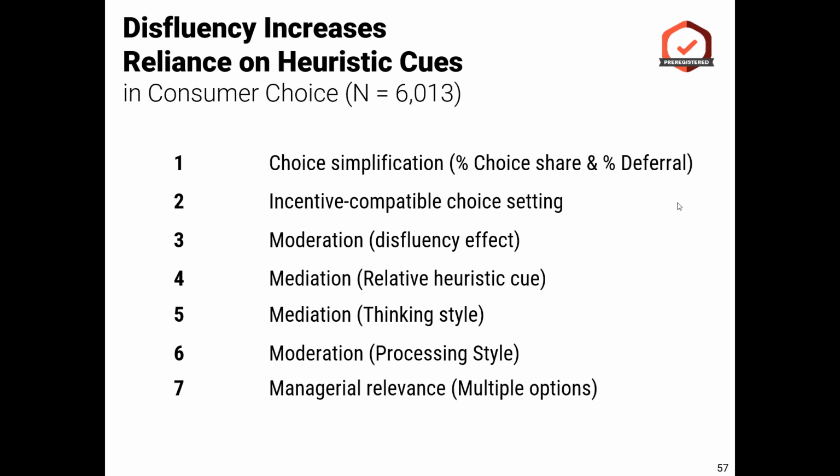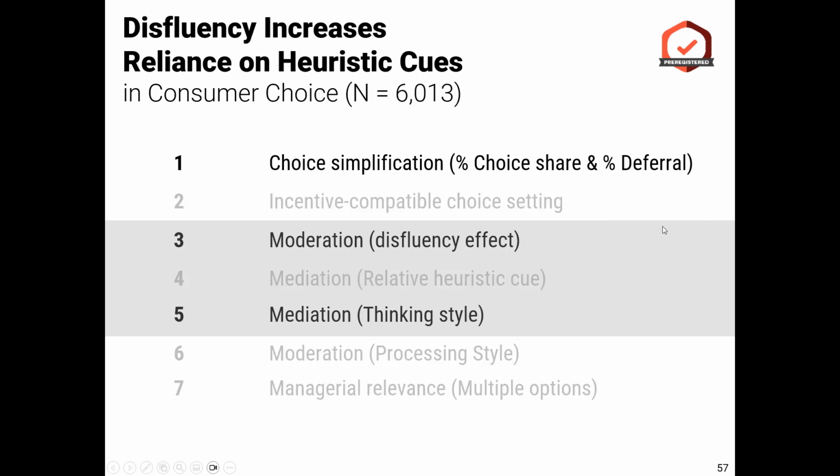So, to test this hypothesis, I ran seven previous studies, hired around 6,000 participants across different platforms, trying to use both hypothetical and incentivized compatible choice settings, using different heuristic cues, and I tried different manipulations of this fluency. I used three different ways to test the underlying mechanism, using two different ways to measure processing style and also a way to manipulate it. But today, for the sake of time, I'm going to present just three studies.